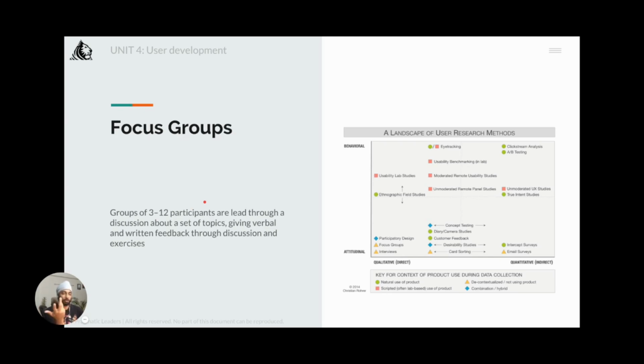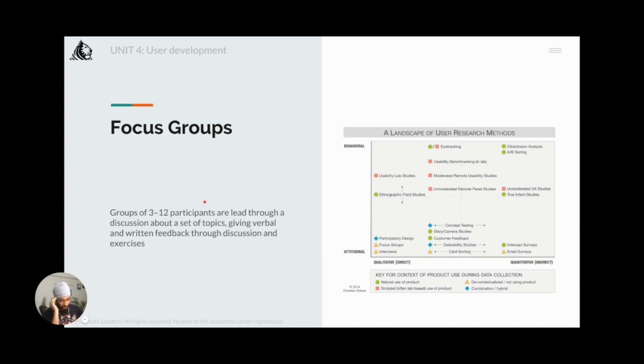Then comes focus groups. So focus groups में होता है, I think this is pretty well known. Groups of 3 to 12 participants are led through a discussion about a set of topics, and then you have to give verbal and written feedback or just verbal feedback through discussion exercises कि ये अच्छा लगा, ये अच्छा नहीं लगा, ये बुरा है, इसको ऐसे कर सकते हैं, इसको ऐसा कर सकते हैं, and so on.